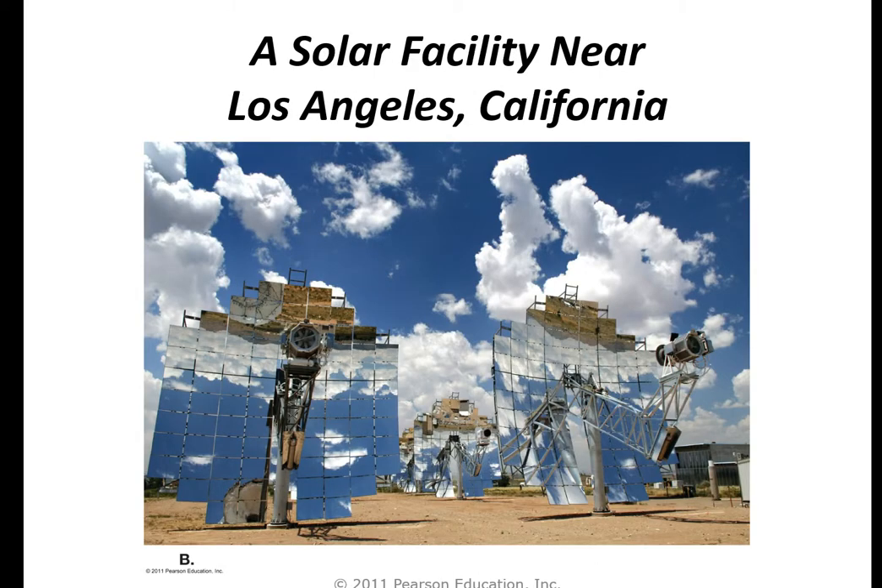So here's a solar plant near Los Angeles, and these mirrors reflect the sun's light. Sometimes they reflect this light into a collector you see there. The collector has water in it sometimes, and that heats the water to super hot temperatures, and that generates electricity.